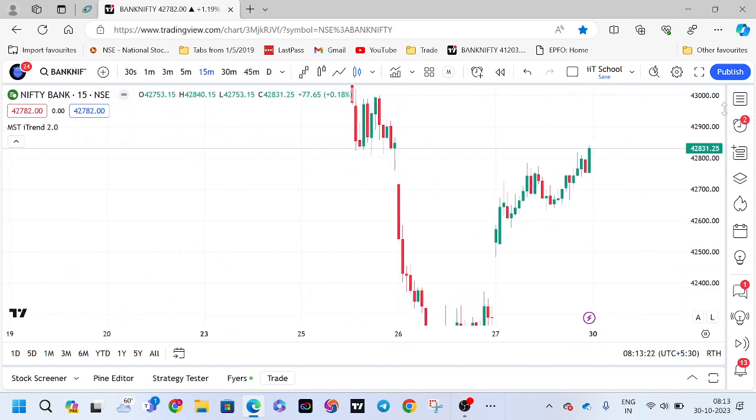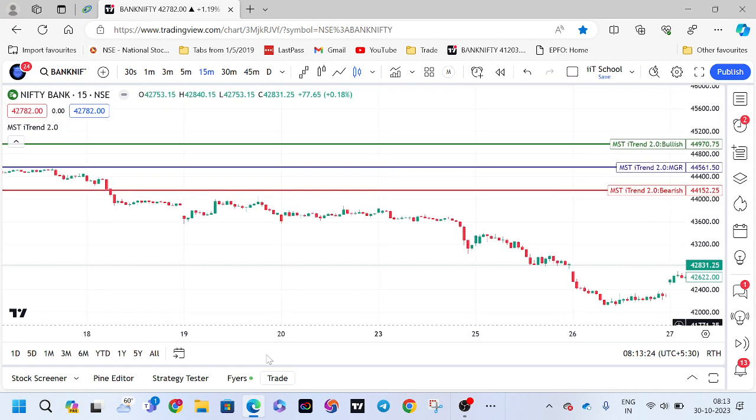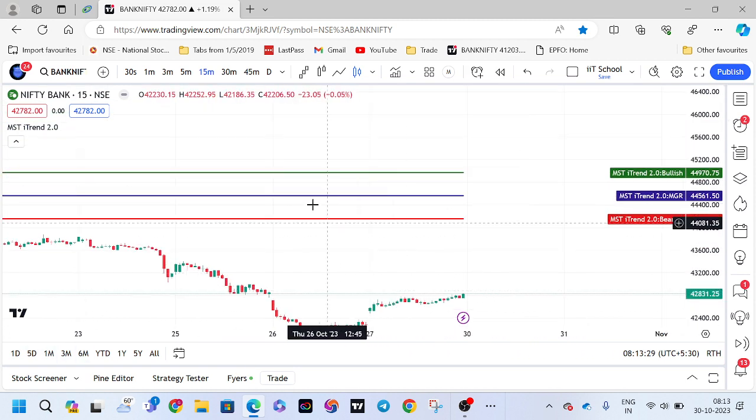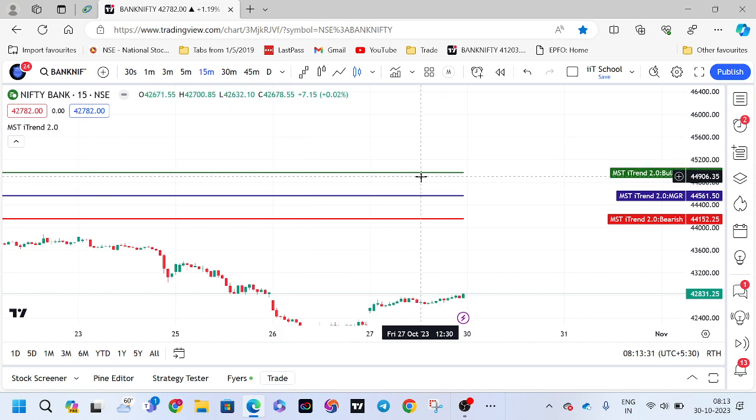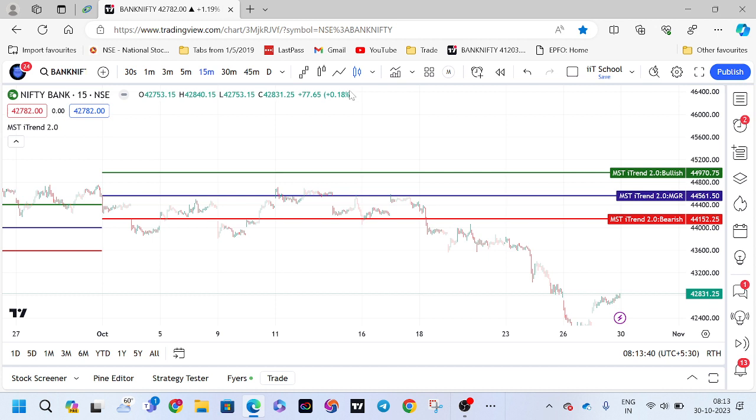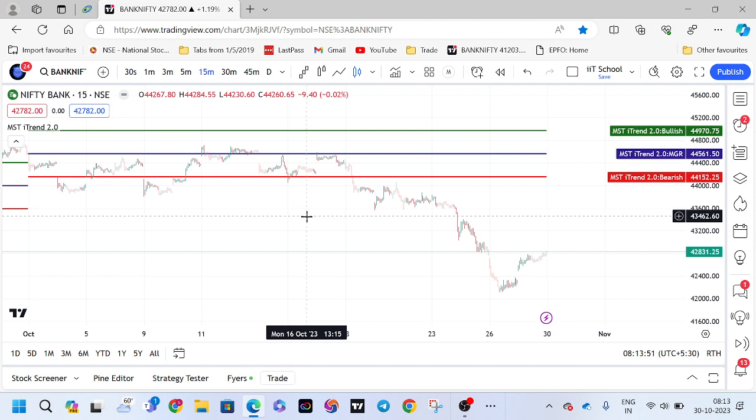Now what will happen if we keep it in monthly time frame? Basically, three lines will be formed immediately once the market has opened. The top line will be the bullish line and the bottom line will be the bearish line. It means that if the market has moved above this level, the market will be in a bullish condition. If the market has closed below this level, the market will be in a bearish mode.